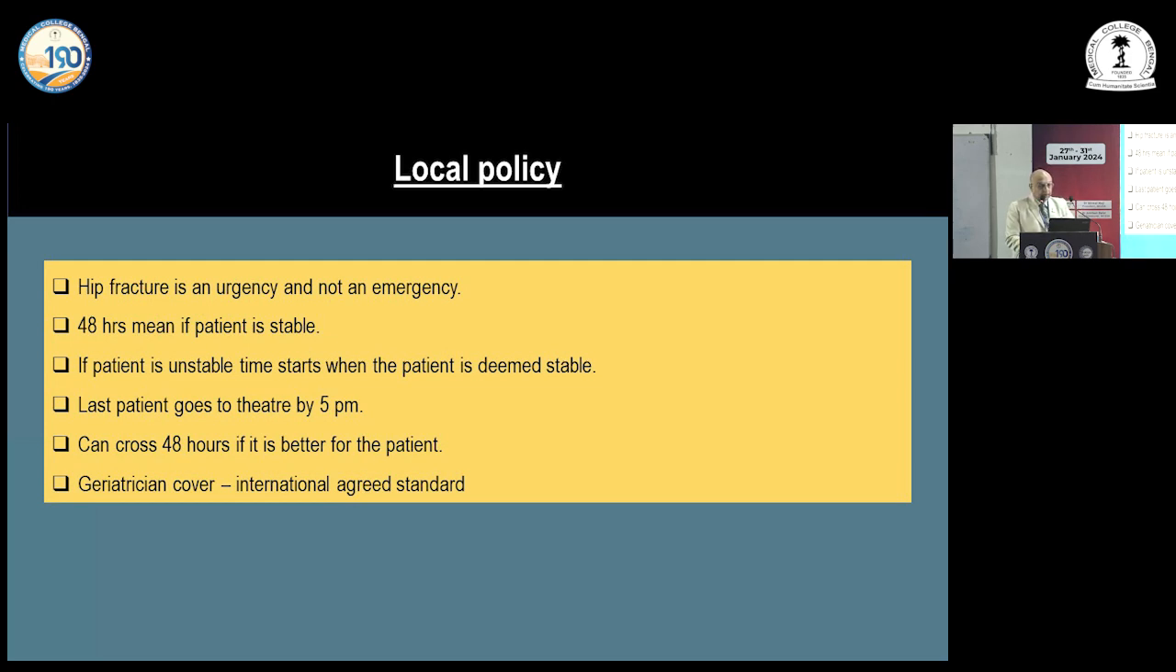Hip fracture is always an urgent condition. The surgery should be urgently done, but it is not an emergency. The optimal time is 48 hours. If the patient is unstable, time starts when the patient becomes medically stable or optimized. In case of a planned hip fracture, the last patient should go to the theatre before 5 p.m. After 5 p.m., the recommendation is not to take a hip fracture to the OR, but to take him on the next day. It can cross 48 hours if it is better for the patient's medical condition. Geriatrician's cover is an internationally agreed standard protocol now.